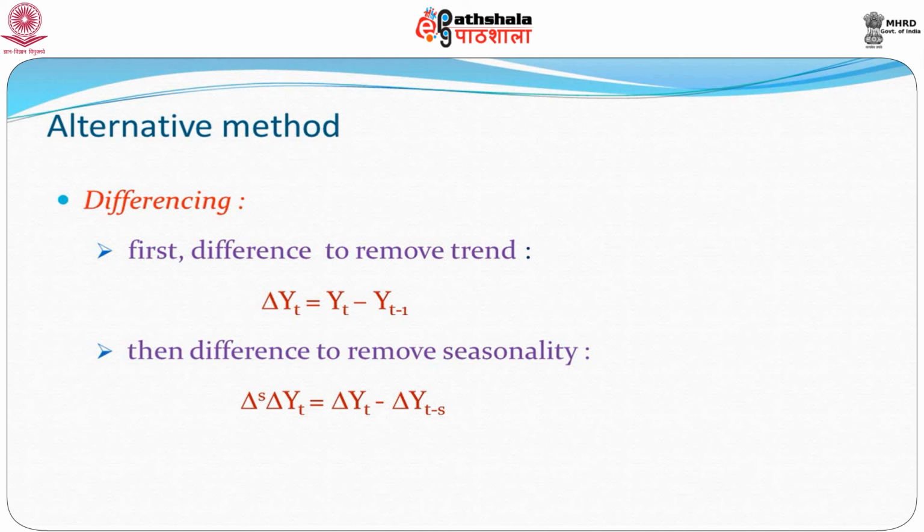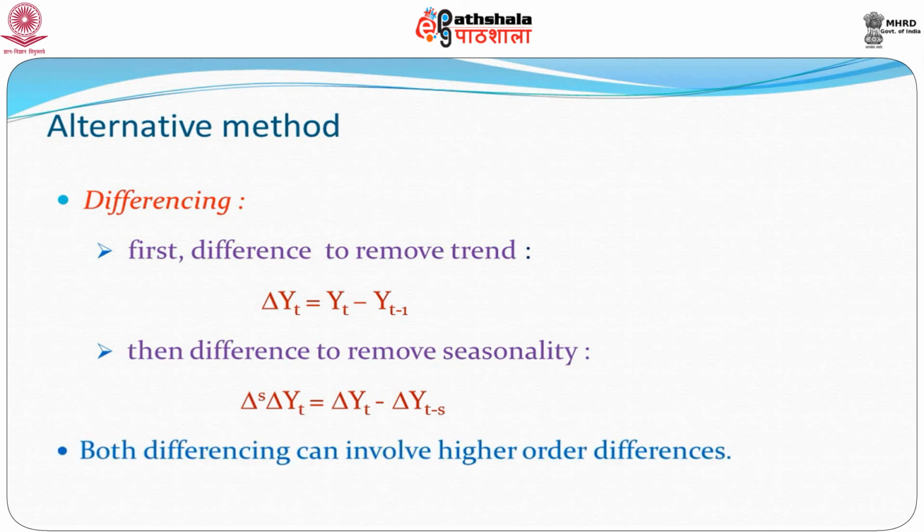So delta yt this year minus delta yt-s last year, that is the July value this year minus the July value last year, mind you, these two seasonal values are going to be the same. So if you take the difference, this is going to be 0, and this would actually be removing the seasonal part as well. So differencing is another way of removing both seasonality and trend. Both differencing can involve higher order differences depending on what the structure of the trend or the seasonality is that we have.